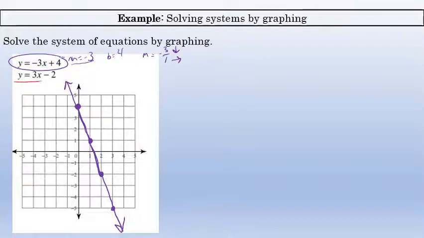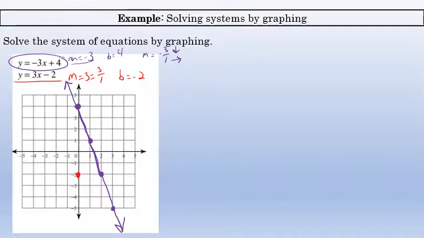Now let's take a look at the other equation in the system, y equals 3x minus 2. This equation has a slope of 3. Rise over run would be 3 over 1. And the y-intercept is negative 2. The value of b, the constant, is negative 2. We'll begin by plotting that y-intercept of negative 2.